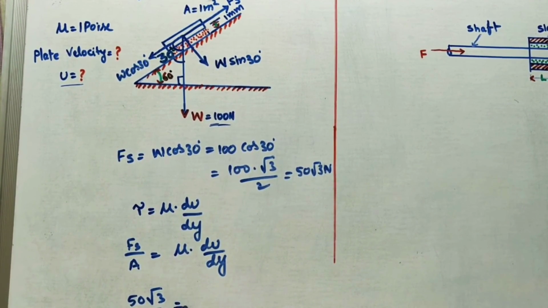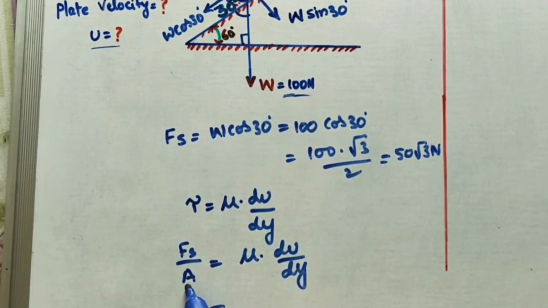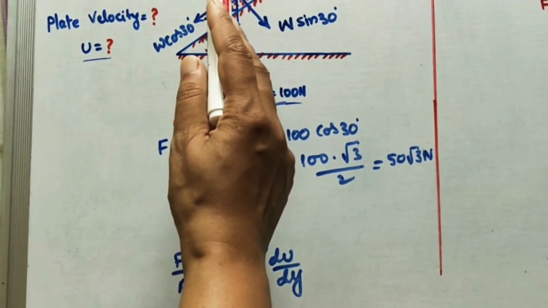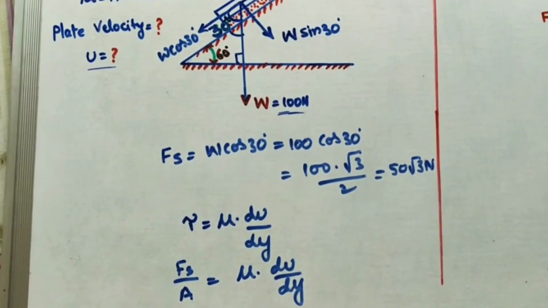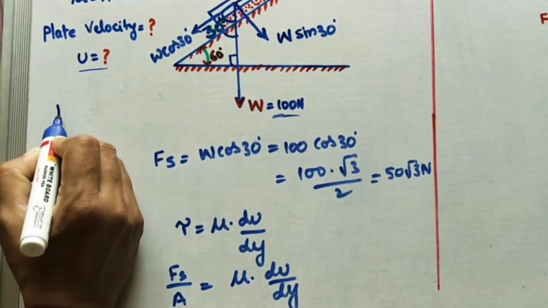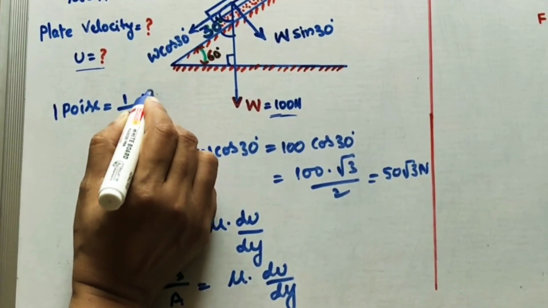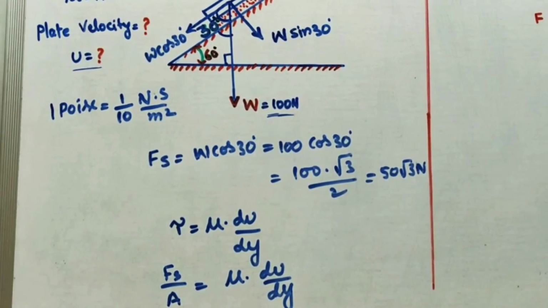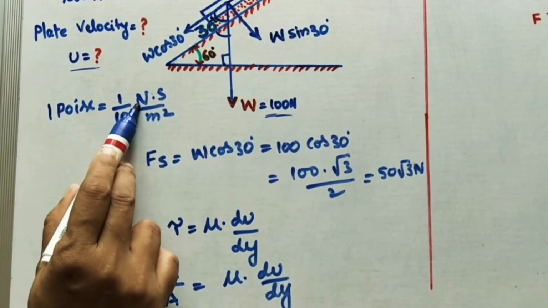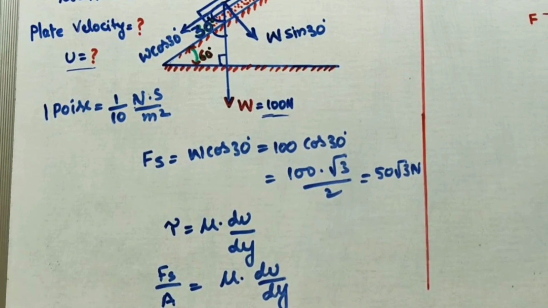I am taking 1. What is the mu value? 1 poise. So 1 poise is equal to, here Fs I took, just now we did, 50 root 3 divided by the area, which is given as 1 meter square area of the plate. Okay, now after that, what is the mu value? Mu is given 1 poise. So always remember, 1 poise is equal to 1 by 10 Newton second per meter square. Okay, so instead of 1 poise, take this value in newtons, because we are taking this also in newtons. Okay, now I am taking 1 by 10.